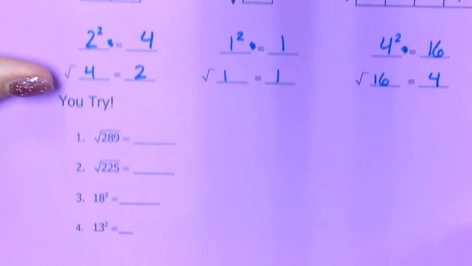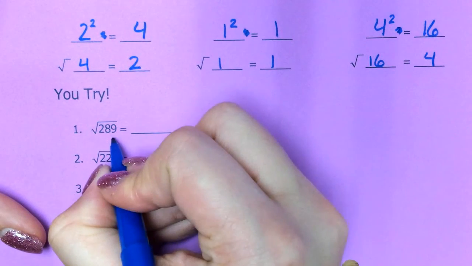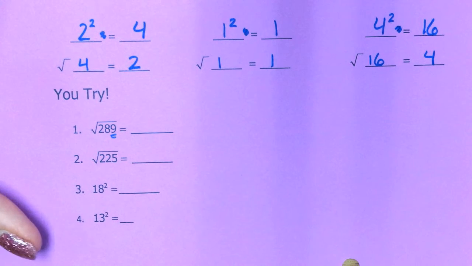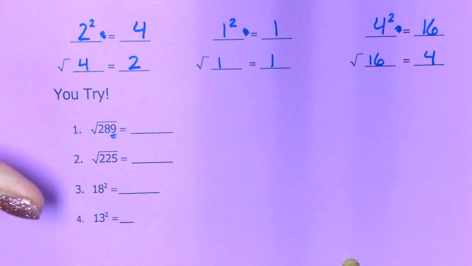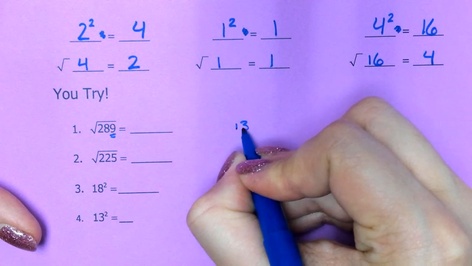Let's look at these last couple. So these last couple, I'm going to look at my last digit here. This is a 9. Okay, so what numbers are going to get me to a 9? 1 times 1 is 1. 2 times 2 is 4. 3 times 3 is 9. So this could be 13.